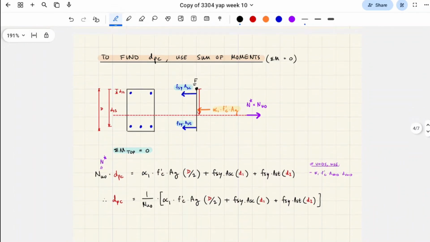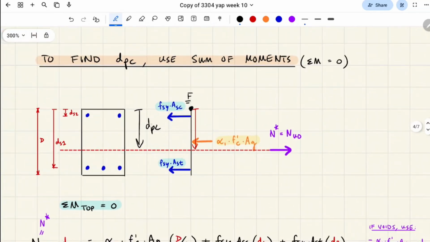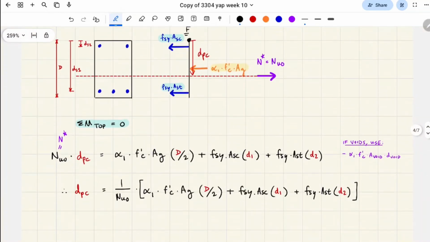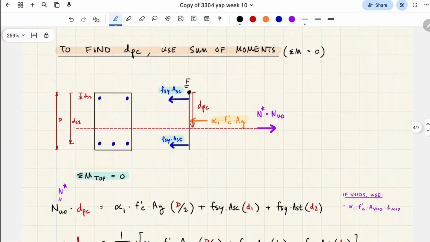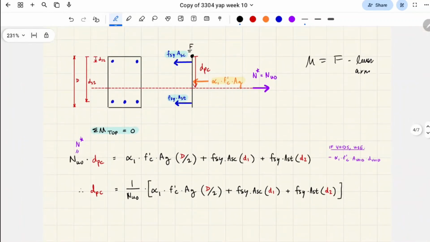Let's find DPC. So DPC, as we mentioned, was the depth to this line, right? Oh, sorry, I'm drawing here. So it's the depth from the compressive fiber to this line, which we call the plastic centroid, right? And in order to find this, we have to sum the moments, right? So if you remember, moment is equal to the force times the lever arm, right?